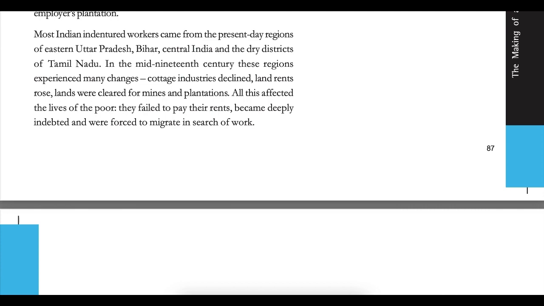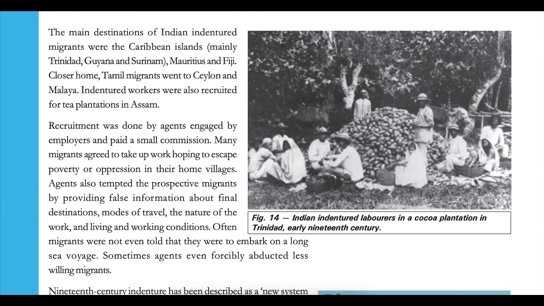The main destinations of Indian indentured migrants were the Caribbean islands. Closer home, Tamil migrants went to Ceylon and Malaya. Indentured workers were also recruited for tea plantations in Assam. Recruitment was done by agents engaged by employers and paid a small commission. Many migrants agreed to take up work, hoping to escape poverty or oppression in their home villages.